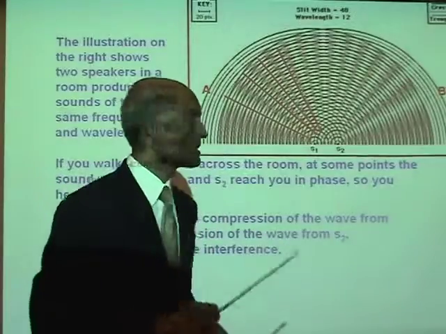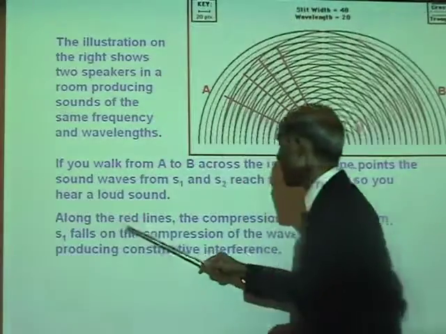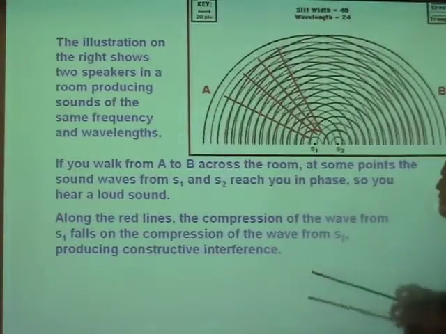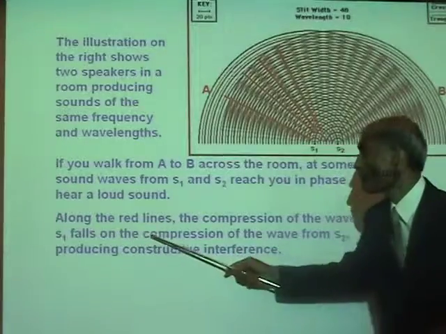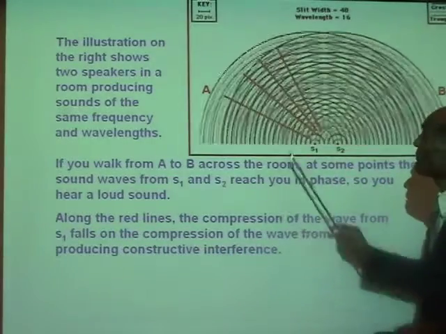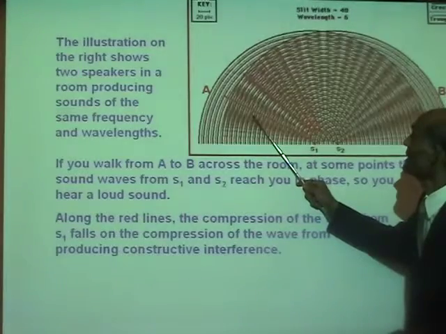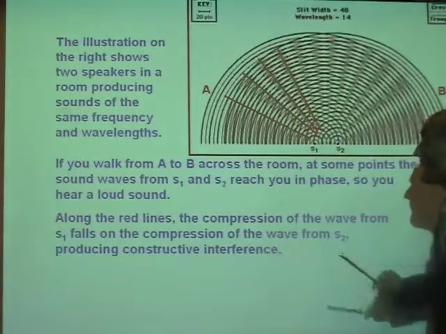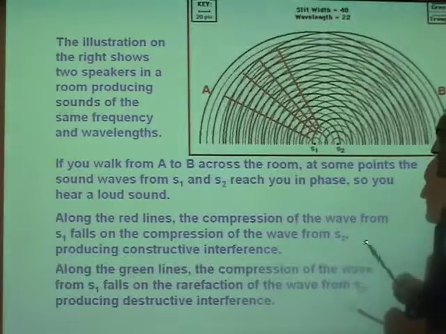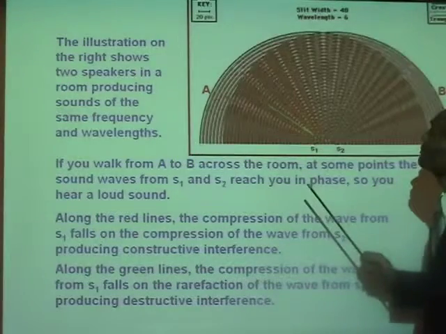Sometimes you might succeed. All right, so along the red lines, the compression of the wave from S1 falls on the compression of the wave, see that? Over here. There you are. There you get constructive interference. And along the green lines, there you go.